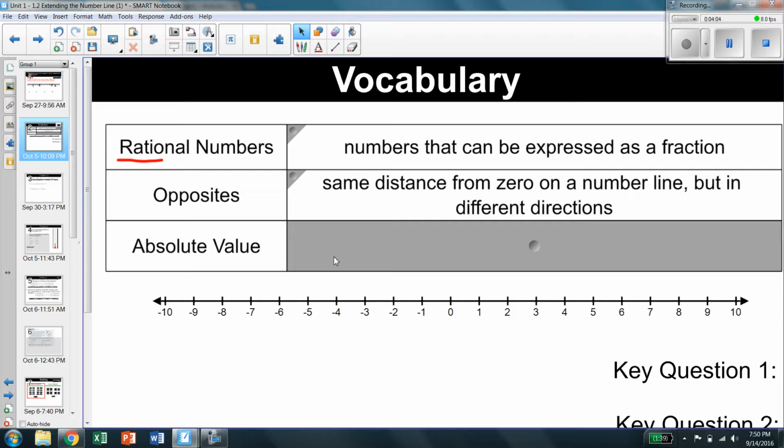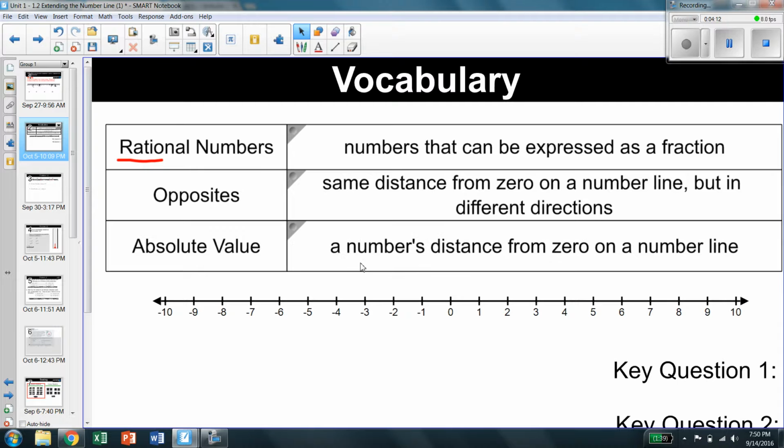Absolute value. Absolute value again deals with this distance from 0, but that's all it is. It's any number you can think of, a number's distance from 0 on a number line, that's its absolute value. So let's say our number was -8. How far is -8 from 0 on a number line? 1, 2, 3, 4, 5, 6, 7, 8. It's 8 units away. And the way we show that with notation is we use these straight lines that are parallel and the number we're trying to find the absolute value of.